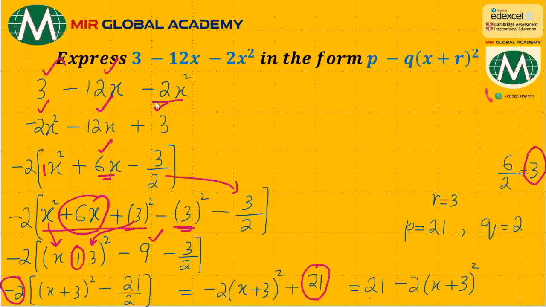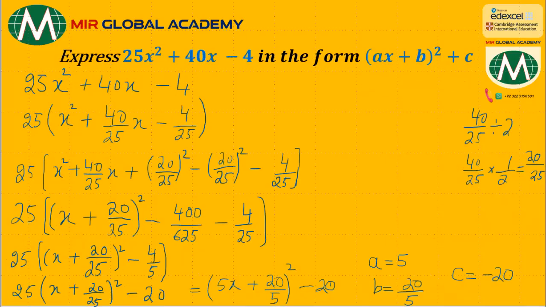Now we will compare this answer with this format. And we can say that P is 21 and the minus 2 is basically minus Q, so Q is positive 2 and R is 3. This is the last question of this video.